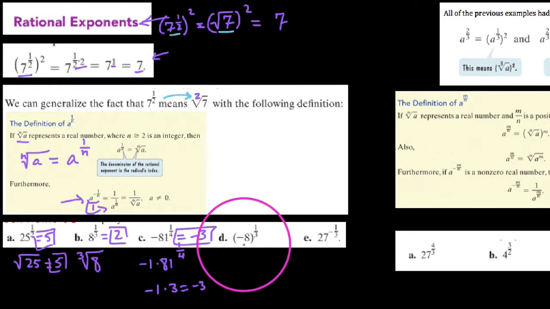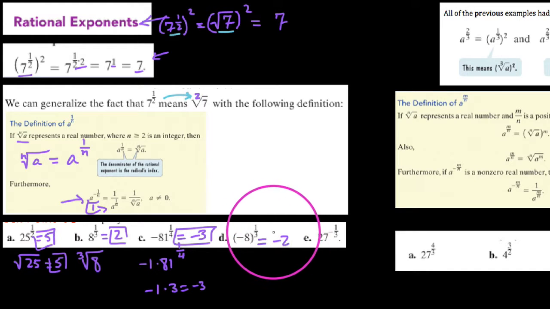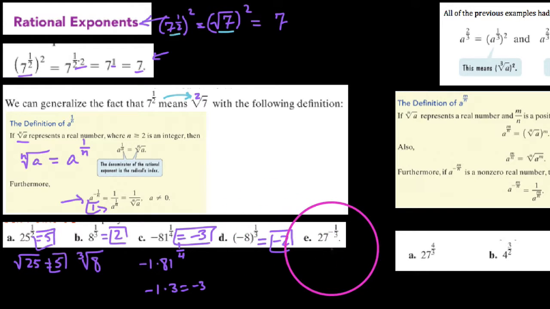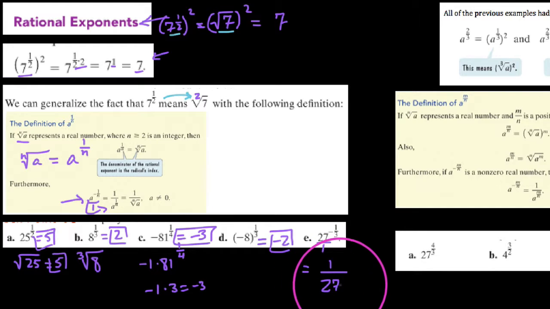Whereas if I were to include this negative here to the 1/3, we say, what could I take times itself 3 times, or what's the cube root of negative 8? We'd say, well, negative 2 times itself 3 times would give us a negative 8. And then last but not least, we say, what's 27 to the negative 1/3 power? I want you to recognize that this is still a cube root of 27. It's just that using our rules of exponents, remember that we have to take this negative exponent and move it downstairs. So we get 1 over 27 to the positive 1/3.